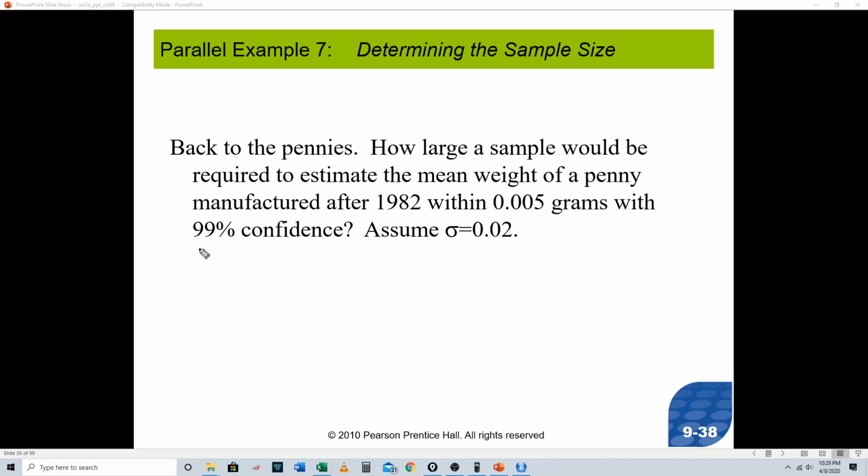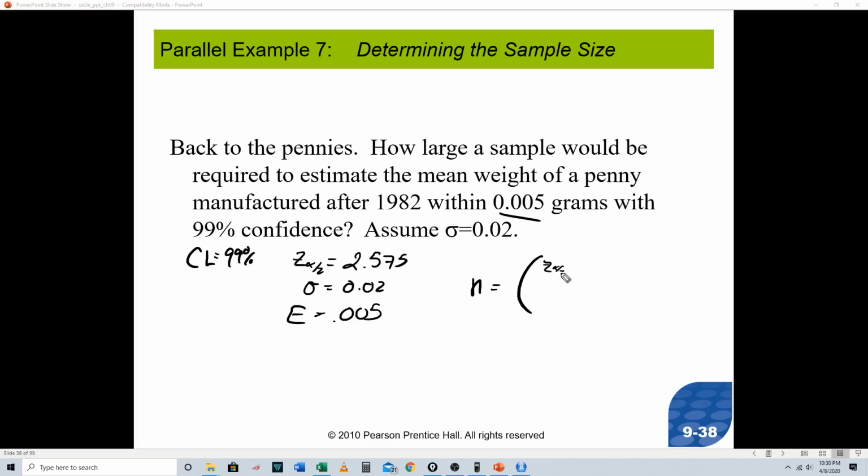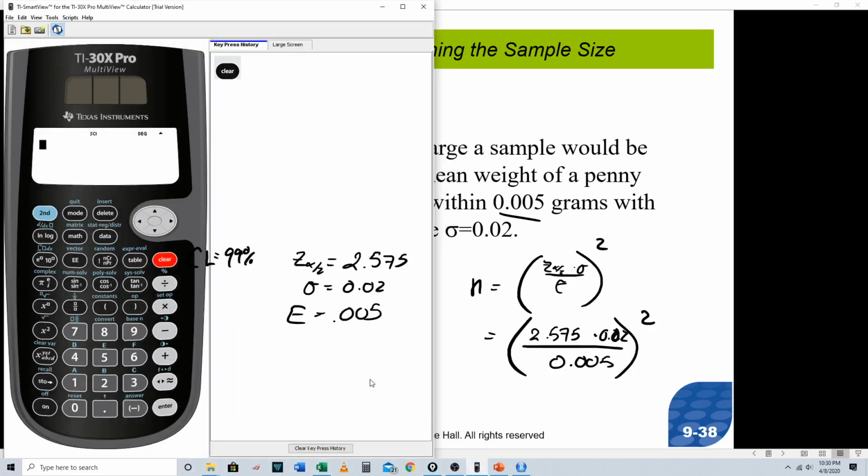We know that the confidence level is 99%, which means Z alpha over 2 from that chart we made is 2.575. Sigma is 0.02, and the margin of error they gave us is 0.005. So using the formula, n is equal to Z alpha over 2 times sigma over E, squared. That's going to be 2.575 times 0.02 over 0.005 squared.